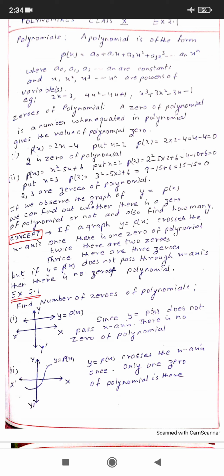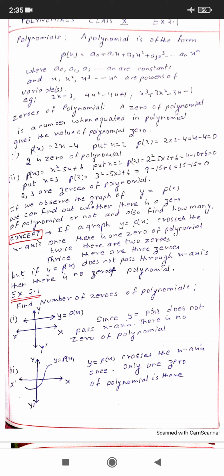Second example is p(x) = x² minus 5x plus 6. Put x = 2. So p(2) is 2² minus 5 into 2 plus 6. What is 2²? 2² is 4. 5 twos are 10. Then 4 minus 10 plus 6, it is again coming 0. Why? 4 plus 6 is plus 10, and subtract 10. 10 minus 10 comes out to be 0. So x = 2 is a zero of the polynomial.